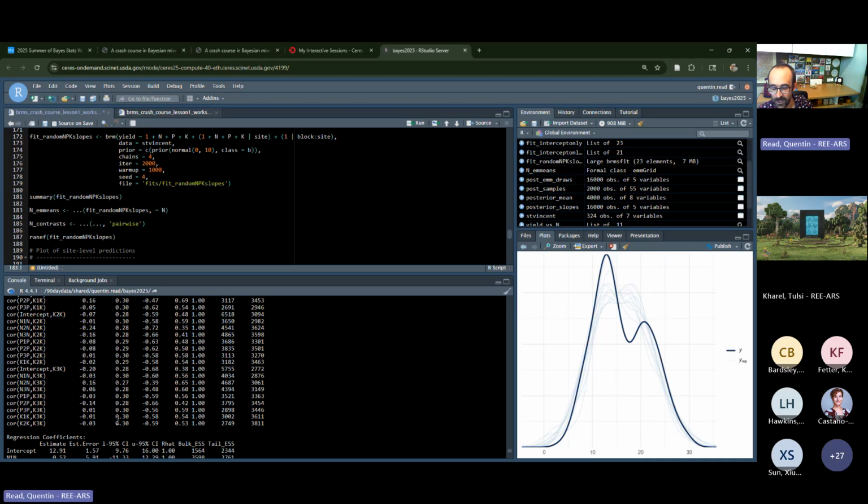Question: should we include 1 plus n plus p plus k by site for the random slope? Yes. In this random effect term, if you want a random intercept, you should explicitly include the intercept, because there's also covariance between intercept and slope that is modeled. So we want to explicitly state that by putting that in there. You can fit the model without these covariances as well, but I like to include them at least for starters.